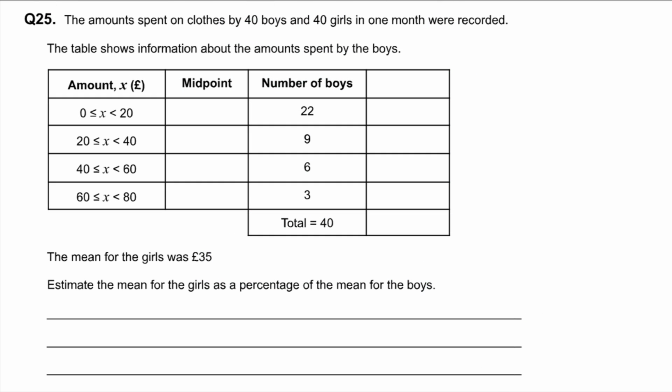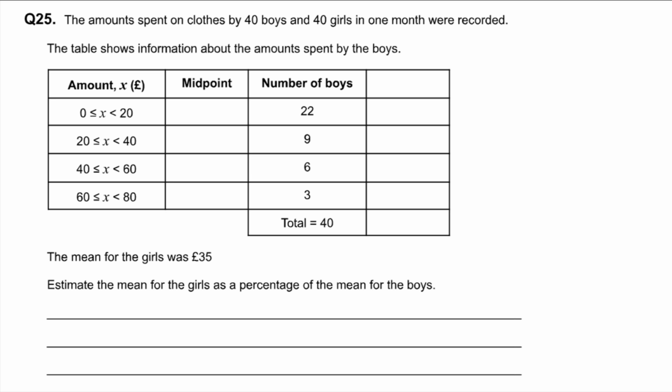Question 25. The amounts spent on clothes by 40 boys and 40 girls in 1 month were recorded. The table shows information about the amount spent by the boys. Okay, so same old. We're going to do an estimated mean. Going to have to find the mid value first.